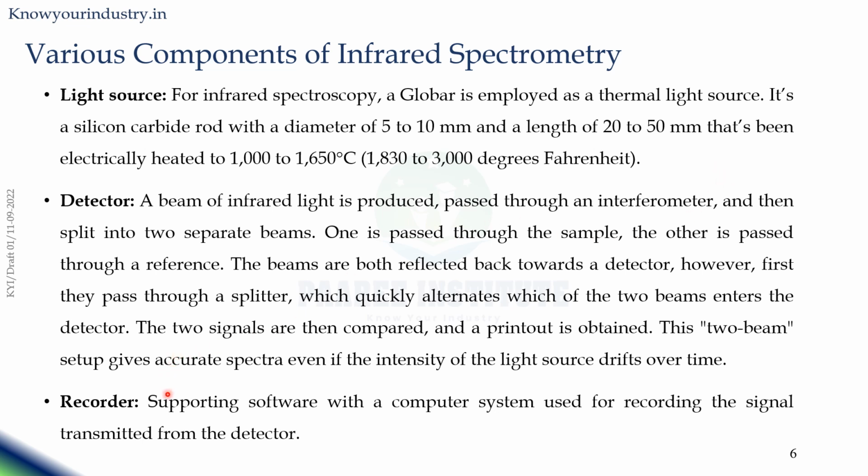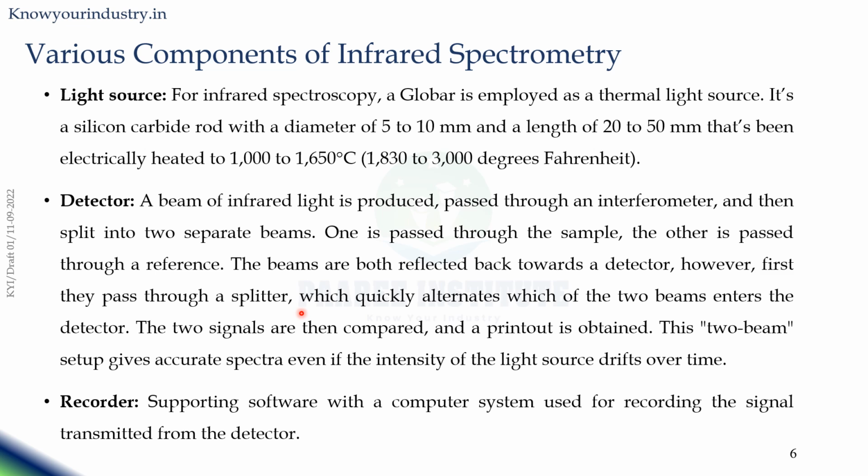In the process, a beam of infrared light is produced and passed through an interferometer and then split into two separate beams. One of the two beams is passed through the sample and the other is passed through the reference. The beams are both reflected back towards a detector. However, first they pass through a splitter which quickly alternates which of the beams enters the detector. The two signals are then compared and a printout is obtained.